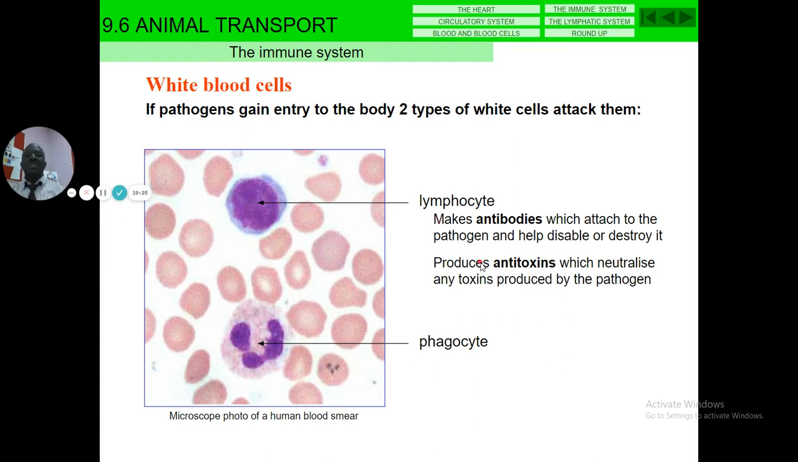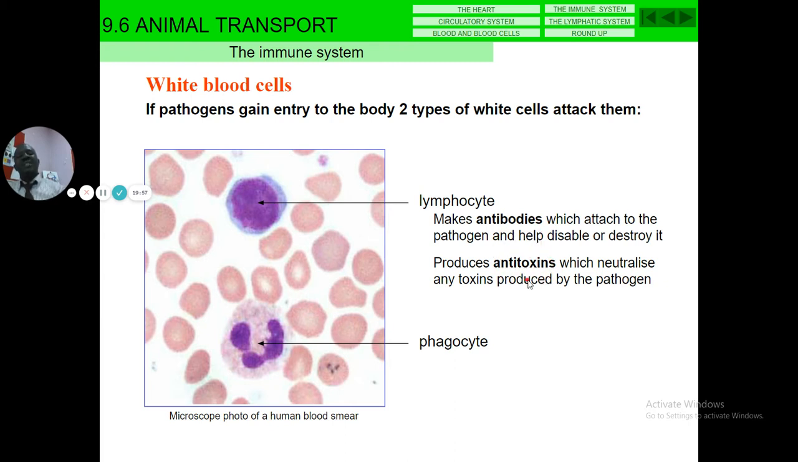They also produce what we call antitoxins. These lymphocytes produce a substance that counterattacks the toxin a pathogen may produce. For example, we have some pathogens that produce toxins which result in allergens. You get allergies, you get responses which are not good all over the body. So what happens? They will help us to fight.